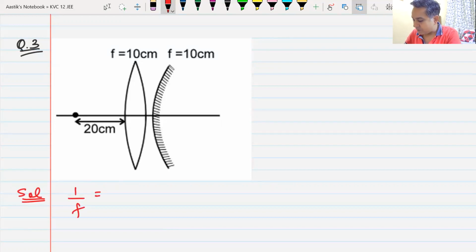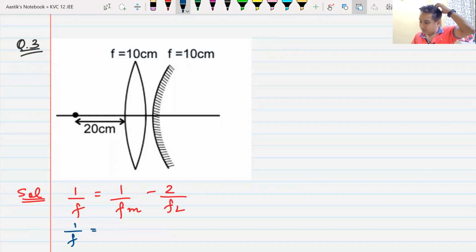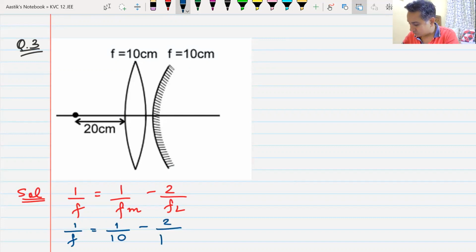1 by f will be equal to 1 by fm minus 2 by fl. If I put the values, 1 by f, focal length of the mirror, plus or minus for the convex mirror, minus 2 by focal length of the lens, that will give me the focal length of the mirror. What is the focal length of the mirror coming as? Minus 10, sir.